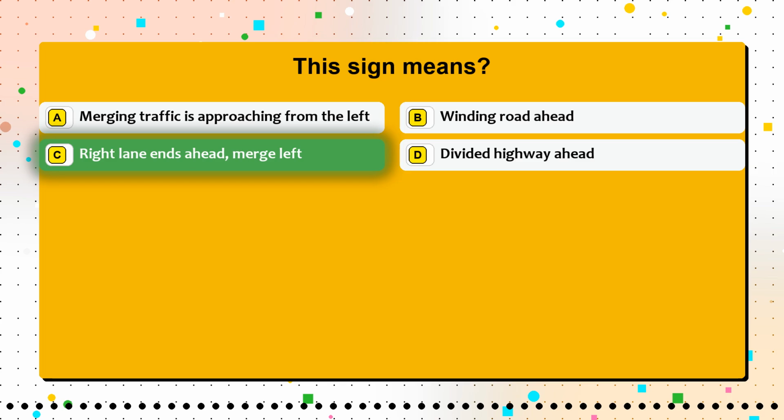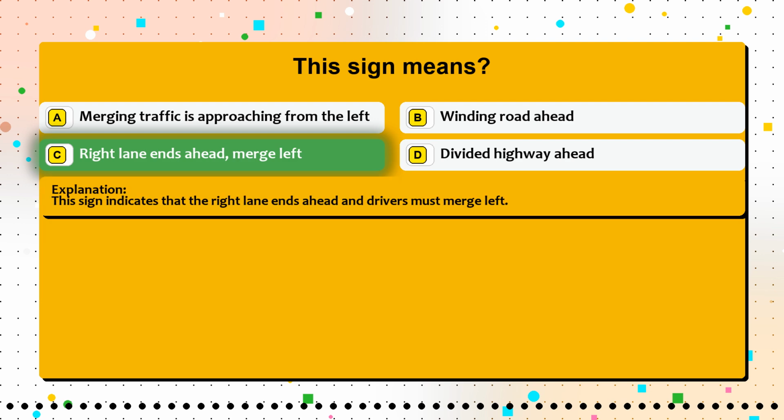The correct answer is option C. Right lane ends ahead, merge left. This sign indicates that the right lane ends ahead and drivers must merge left.